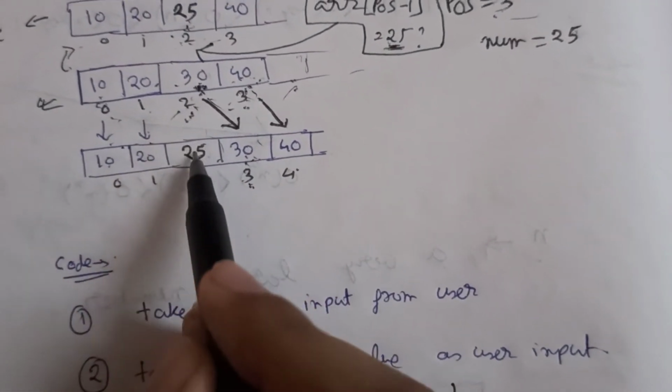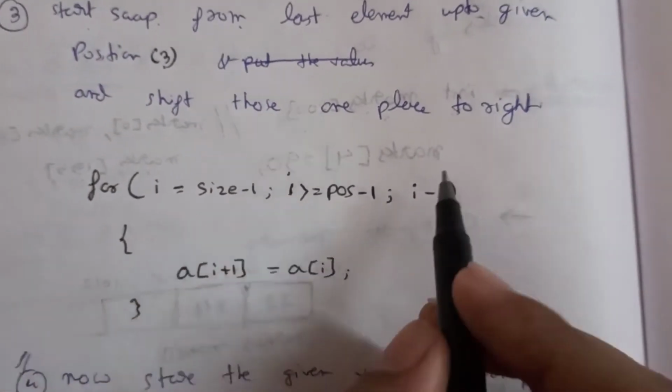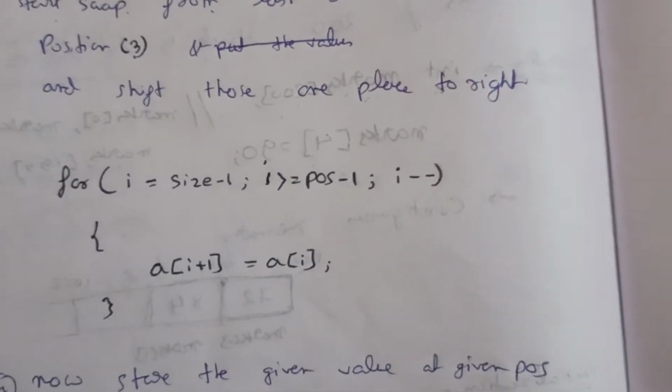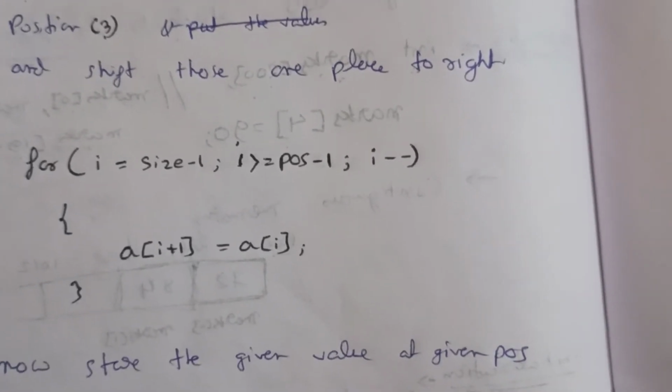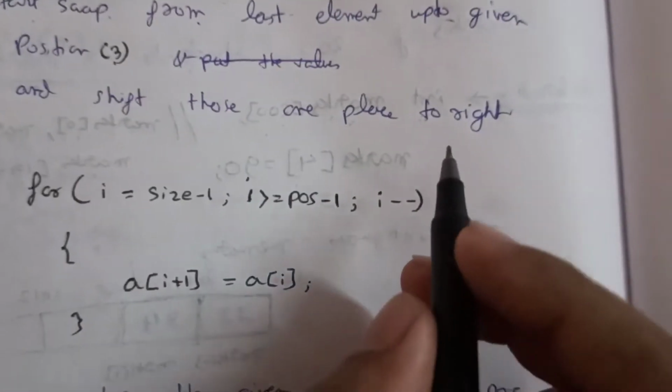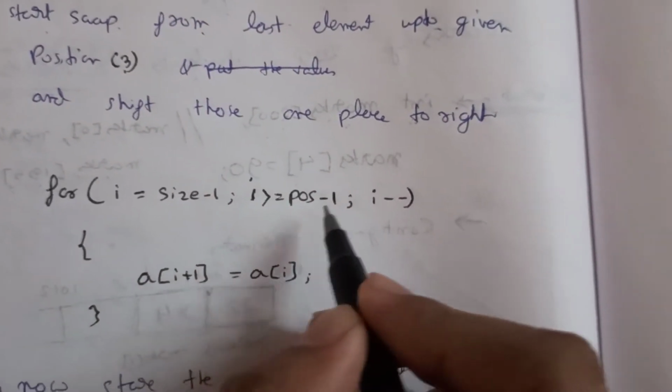So we are swapping up to index, that is position minus 1. See, last time when we were declaring an array, taking array inputs and printing them, we were using i plus plus. So we were going in an increasing order.